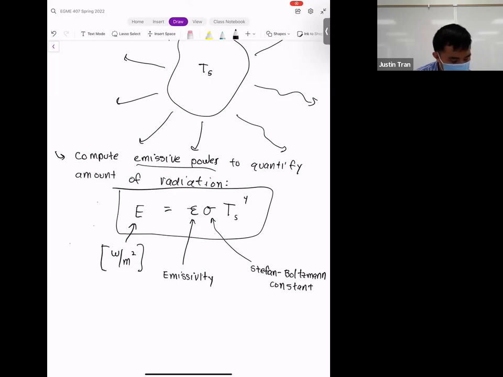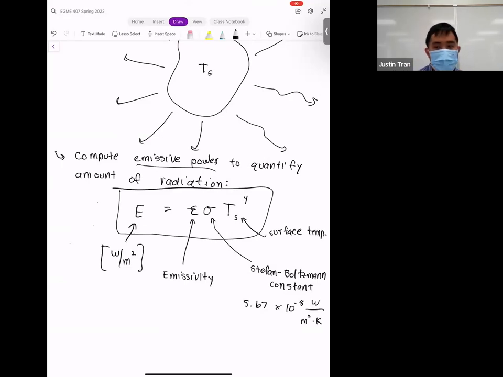And we can give it its value, and so its value is 5.67 times 10 to the minus 8 watts per meter square Kelvin. Okay. And so this T_s, of course, is the surface temperature. Okay. And this is really important right here.